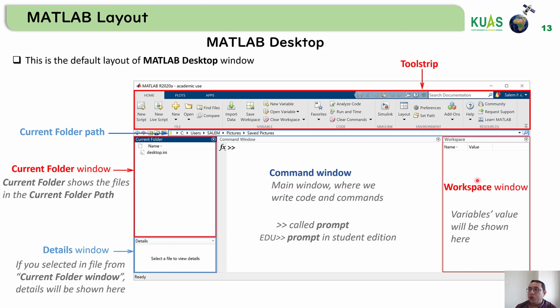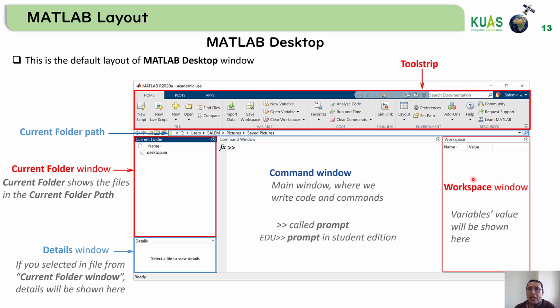And this window is called the workspace. So we can remember it from the name workspace. And the workspace window is showing the variables. Variables means when we make some calculation, what will be the value, and this value should be stored in a variable, and we will discuss that in the next lecture. So it will show the variable names.